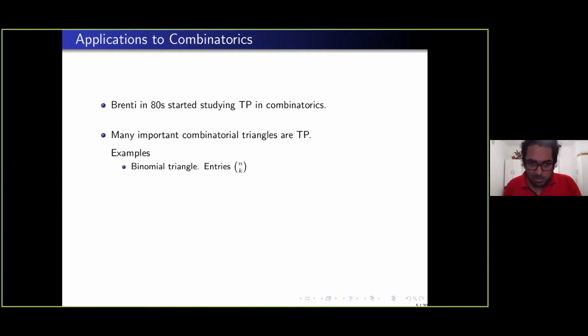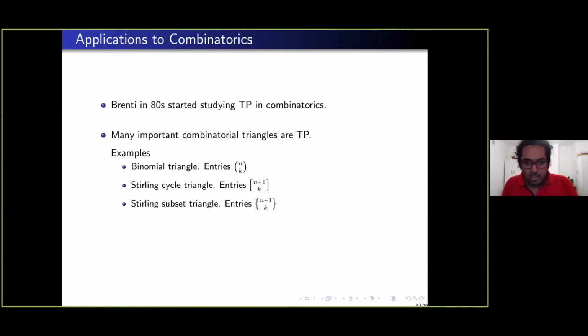Some of the examples are the binomial triangle. The entries, at position n comma k, are the binomial coefficient n choose k. The Stirling cycle triangle. These consist of the Stirling cycle numbers, or the Stirling numbers of the first kind, which basically are permutations counted by their number of cycles. The Stirling subset triangle. These are the Stirling numbers of the second kind, and these are set partitions counted by the number of blocks which they have.